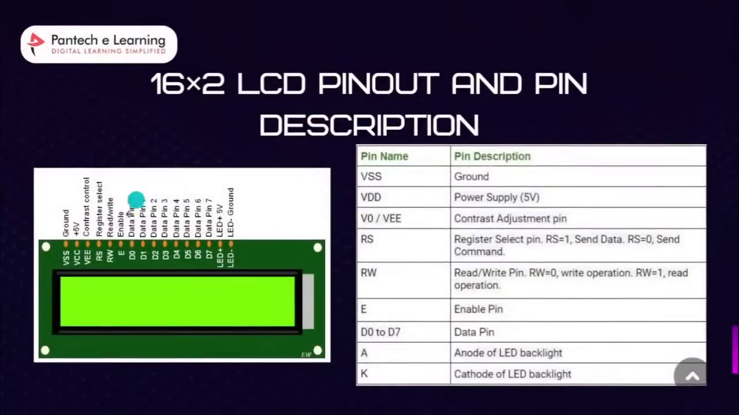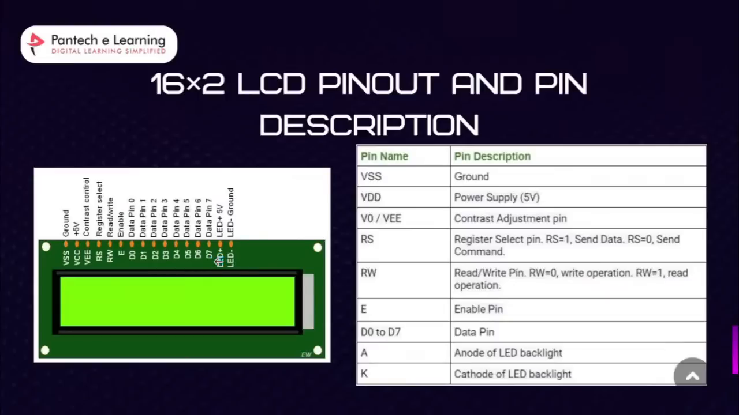Here I provide the 16 x 2 LCD pinout and pin description. D0 to D7 are the data pins. VSS is ground, VDD is the power supply, for which you have to provide 5 volts, and VEE is the contrast control. RS is register select, to select between data mode and command mode. RW is the read or write pin, and E is the enable pin. For 8-bit mode, you have to connect all the pins from D0 to D7.